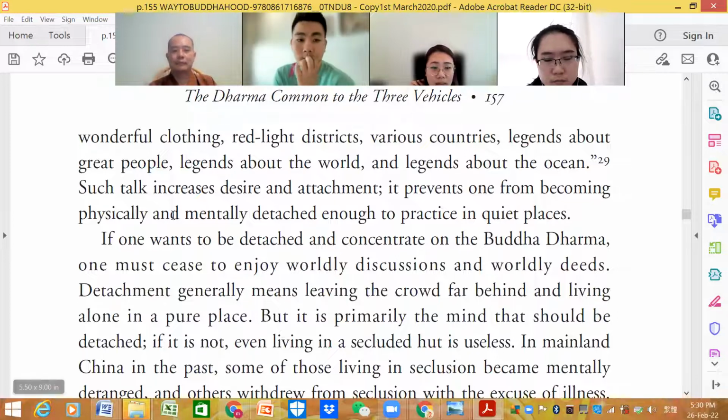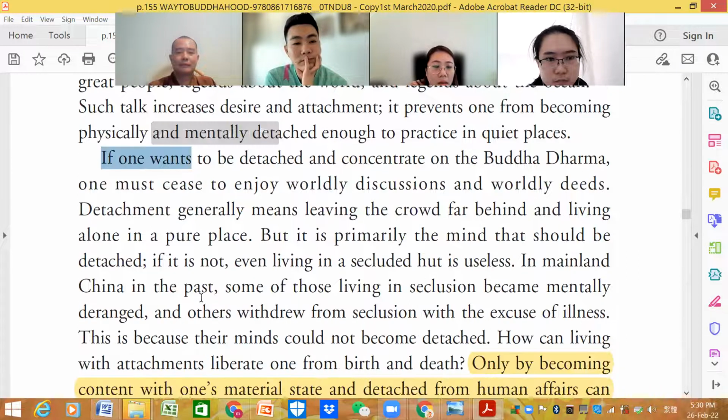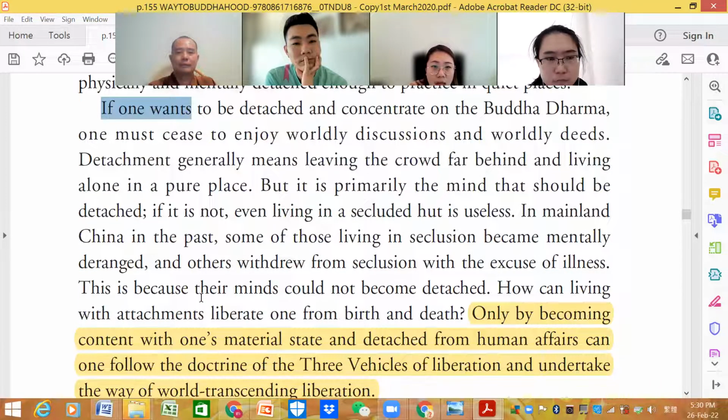Such talk increases desire and attachment. It prevents one from becoming physically and mentally detached enough to practice in quiet places. If one wants to be detached and concentrate on the Buddha Dharma, one must cease to enjoy worldly discussions and worldly deeds. Detachment generally means leaving the crowd far behind and living alone in a pure place. But it is primarily the mind that should be detached. If it is not, even living in a secluded hut is useless.